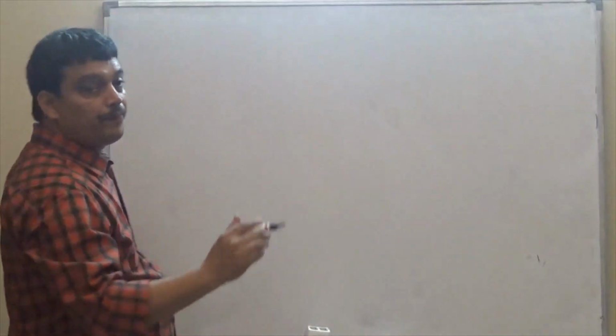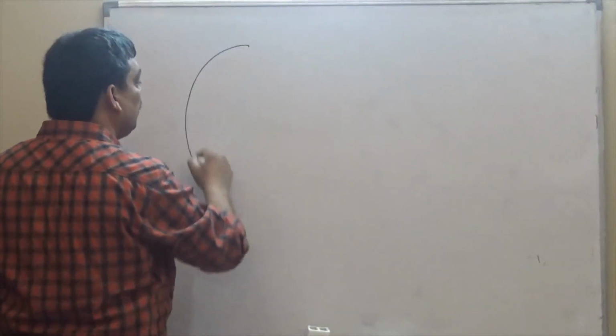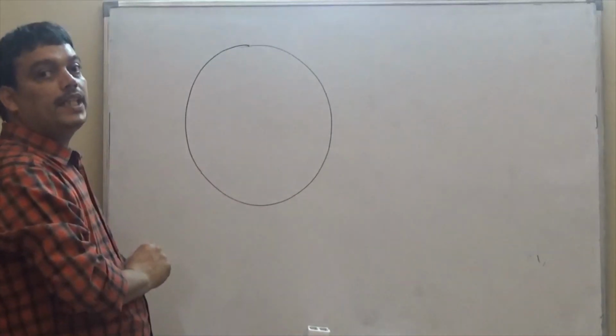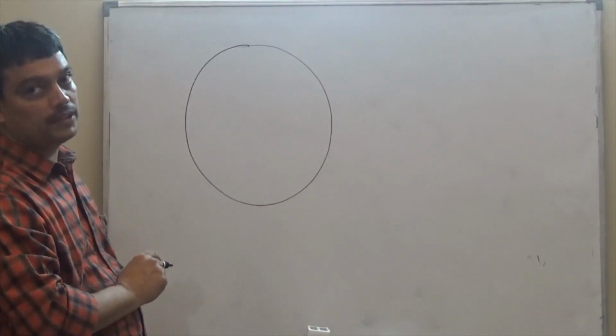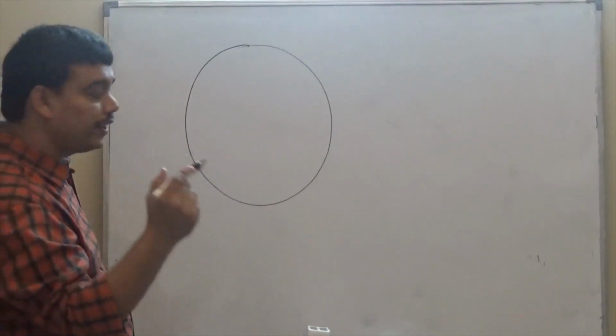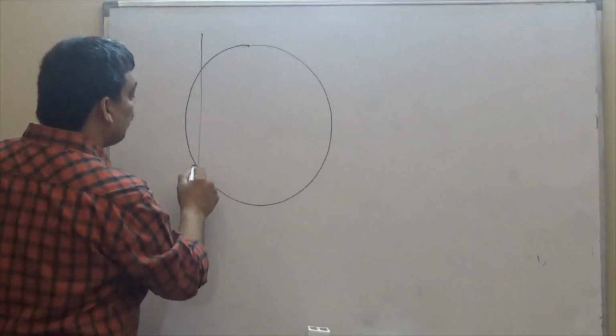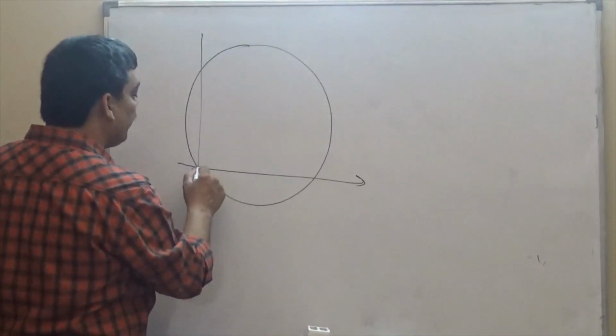So let's say we have a circle which is cutting off intercepts on the x and y axis and is also passing through the origin. I'll show the situation here. So I have a circle which is passing through the origin as shown here. It is passing through the origin.